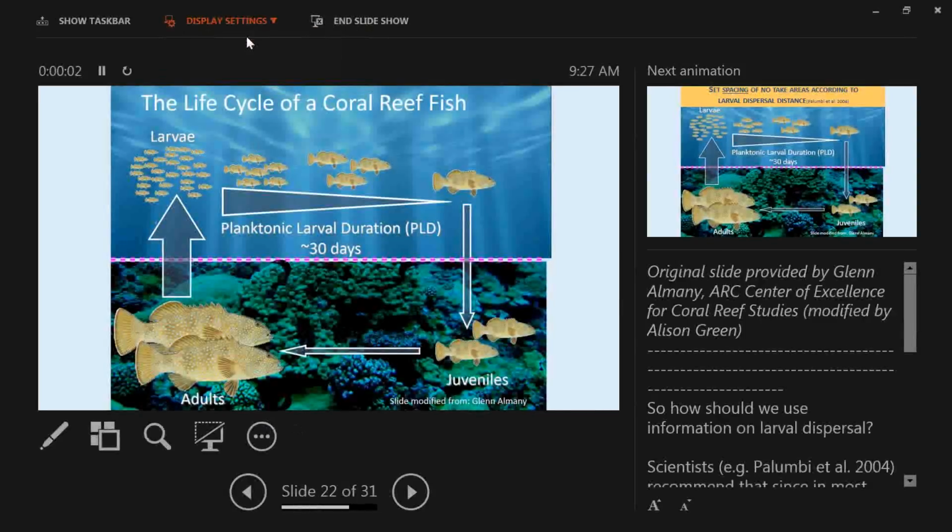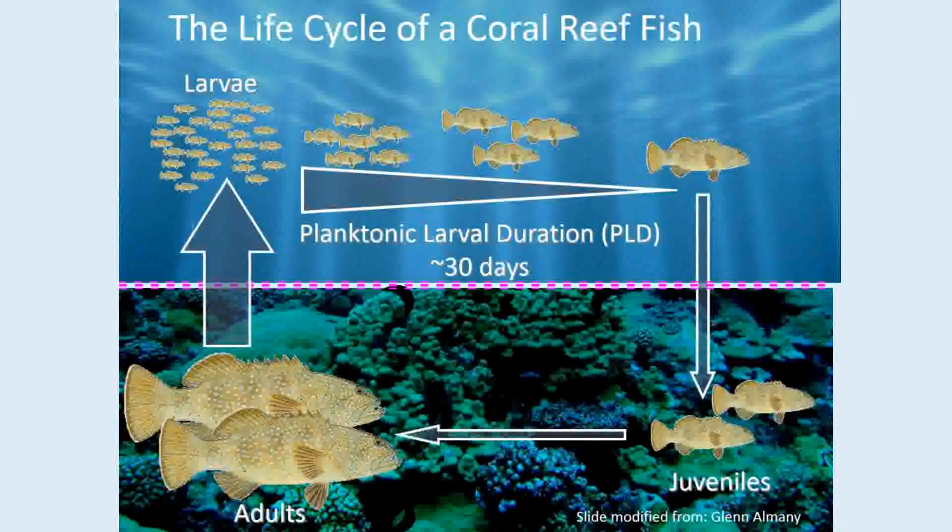And let's go back to the larvae. Remember we talked about the larvae, and the larvae spend, in this case, about a month in the plankton floating around where they can and do move long distances. And unlike the adults and juveniles, they're really not that susceptible to fisheries catch. So it's okay for them to come in and out of the no-take area.